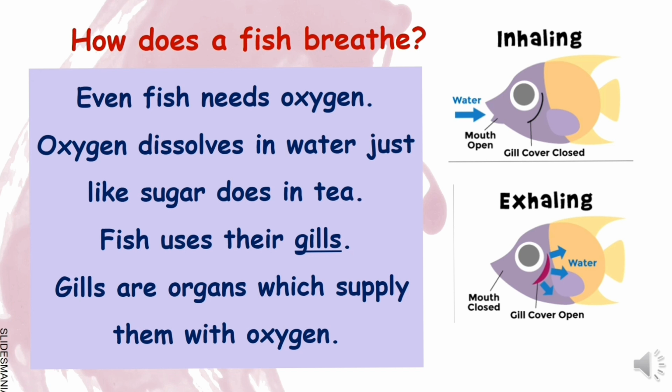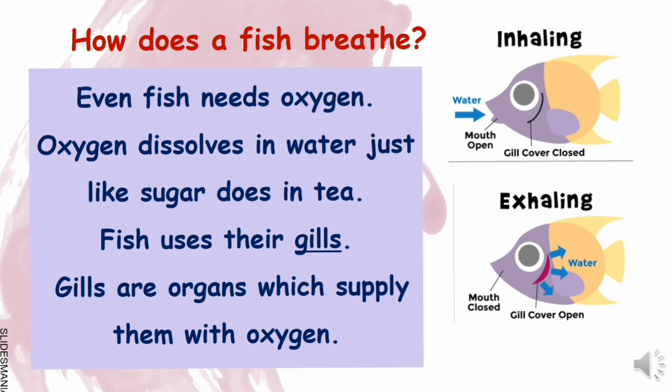What about fish? How does a fish breathe? Even fish need oxygen, but the oxygen is dissolved in water because the fish lives in water, right? Just like sugar does in tea. What happens if you mix sugar in tea? After some time, you cannot see the sugar because it dissolved. In the same way, the oxygen is dissolved in the water. And fish use their gills. They don't have lungs or nose or mouth like us. They have gills. Gills are organs which supply them with oxygen.